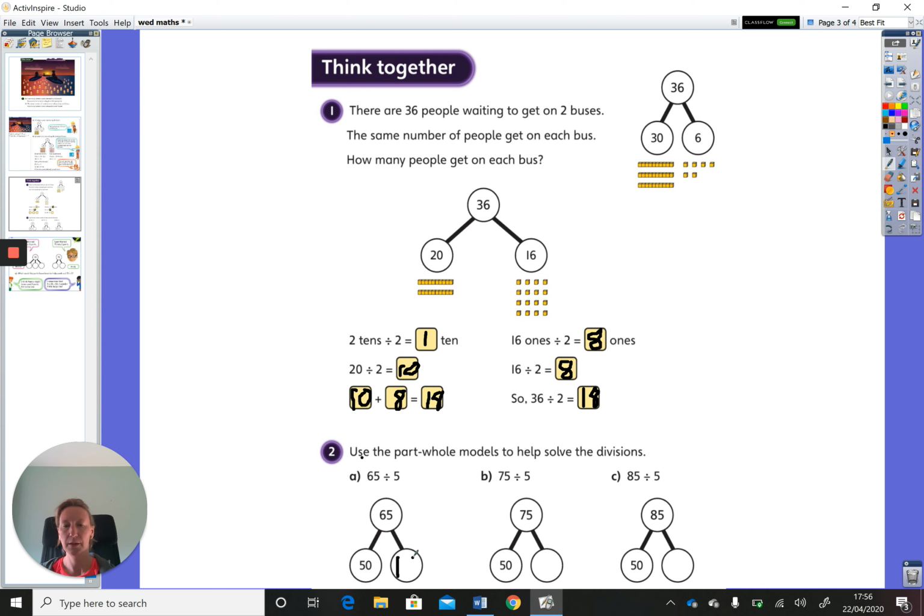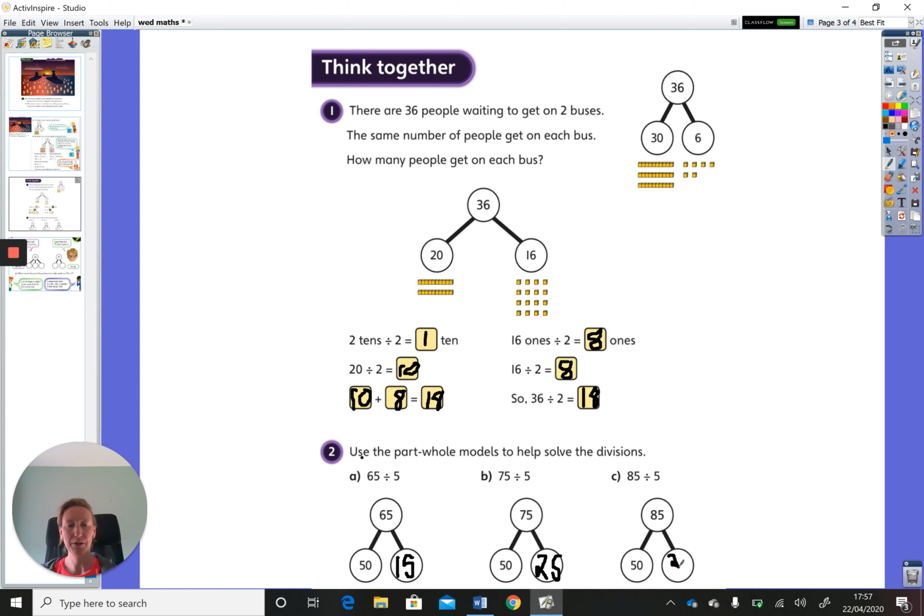15. And then looking at the next one, 75, if I was partitioning that, I would have 50 here. And what would I have over here? Of course, I would have 25, which I'm struggling to get in the box. There we go, 25. And over here, 85 divided by 5 would be 50. And do you know the answer? 35. Well done.